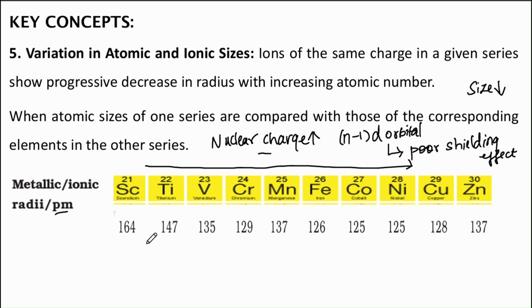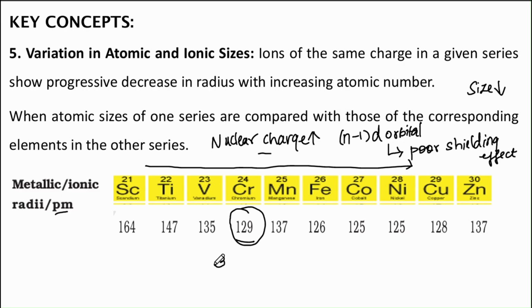So we can see the trend from scandium to titanium there is a decrease, and this decrease continues up to chromium. So for chromium you have the least atomic size in this 3d series. So we can tell that in this 3d series chromium has the least atomic size. When we see the next element manganese, there is a slight increase in the atomic radius of manganese when compared to chromium. So what is the reason for that?